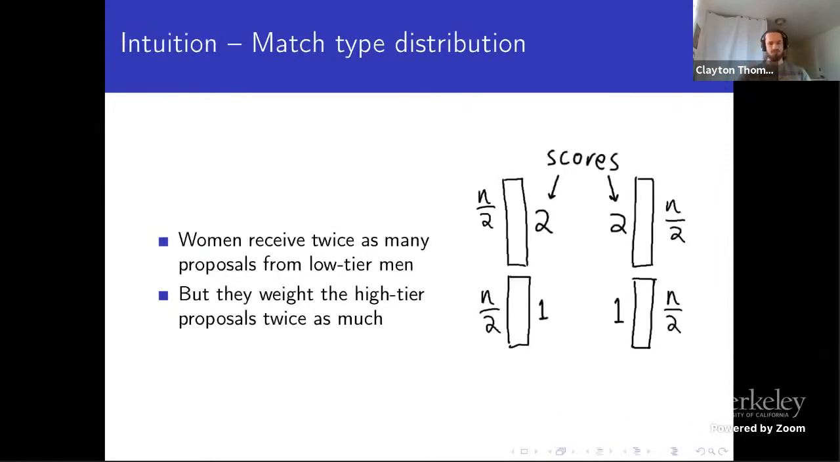And just for a super short sketch of why this happens, in this market with just two equal sized tiers of scores 2 and 1, each woman receives twice as many proposals from the low tier men, but she weights the proposals from the high tier men twice as much. So in the end, it's 50-50 whether her favorite is from the high tier or the low tier.